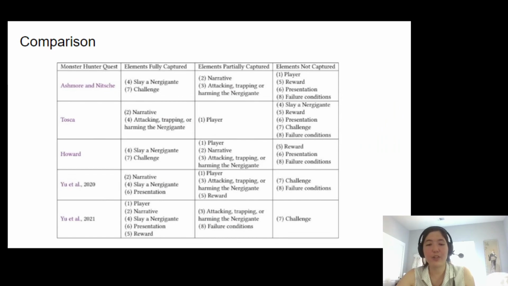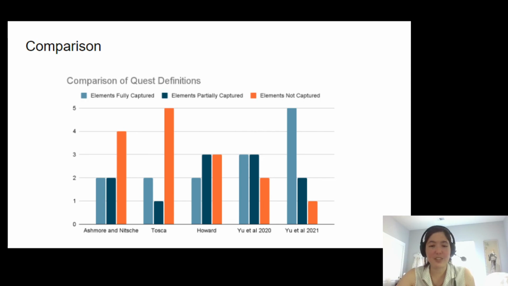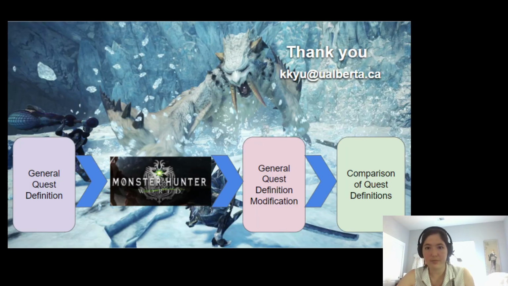This shows a high-level overview of the comparison for all of the definitions. However, I think it's a little bit easier to understand the overview using this chart. So the first definition by Ashmore and Nietzsche have 2 elements that are fully captured, but they have a full 4 elements that are not captured at all. Tosca has a similar issue where there are 2 elements that are fully captured and 5 elements that are not fully captured. By contrast, the new modified quest definition has the most elements that are fully captured as well as the least elements that are not captured.